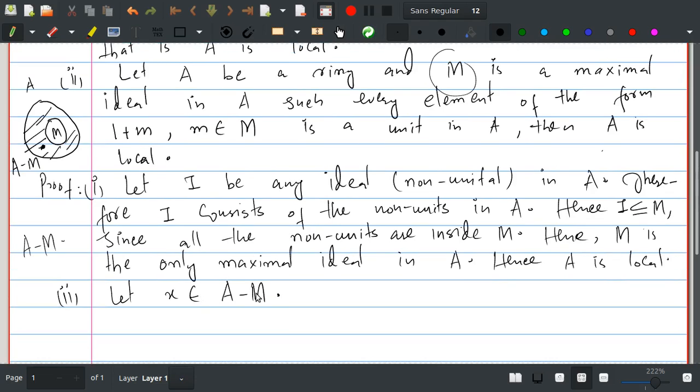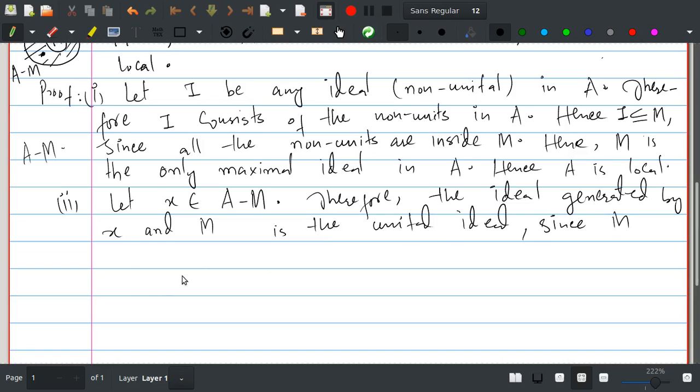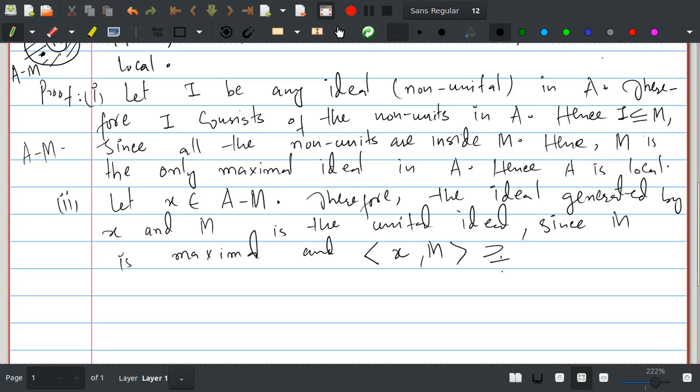So if this x is outside M, and M being maximal, therefore the ideal generated by x and M. Now by this we mean the ideal generated by x and the elements of M is the unital ideal, since M is maximal and the ideal generated by x and M contains M properly.